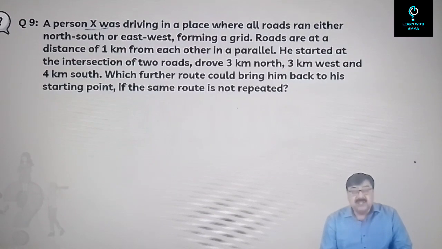Now, a person X was driving in a place where all roads ran either north-south or east-west, forming a grid.